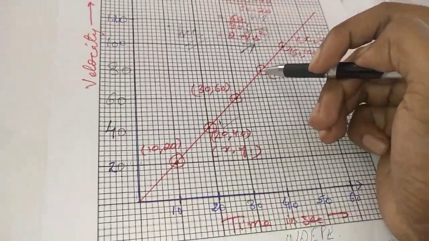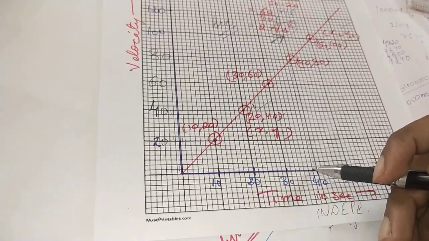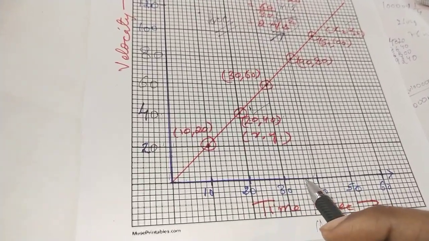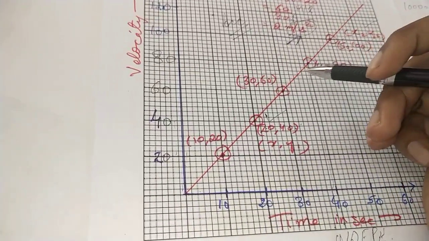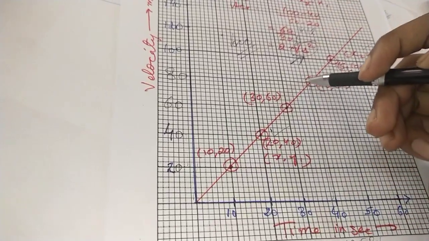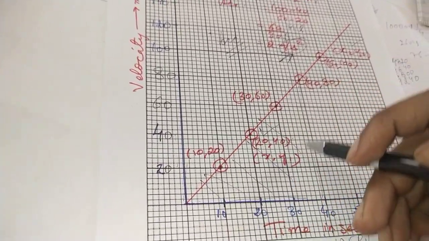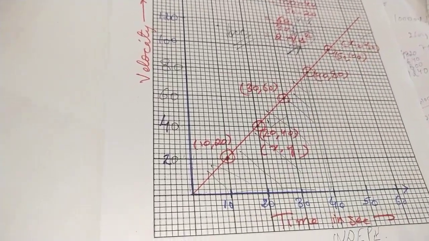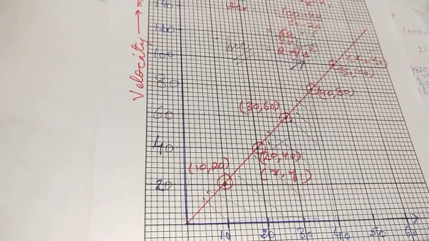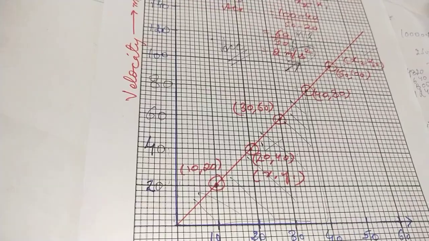Clear? But suppose we draw a line over here, or I say that in the first 40 seconds find out the displacement. So at 40 seconds draw a line towards the graph, and the area covered by this shape will be the displacement. That means the area of this right angle triangle is going to give us the answer.